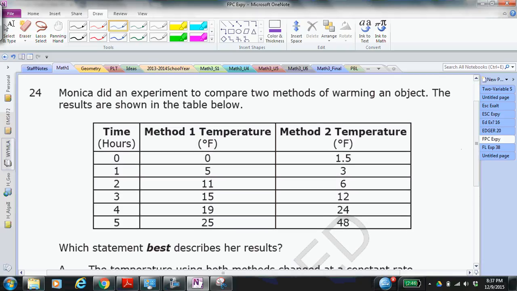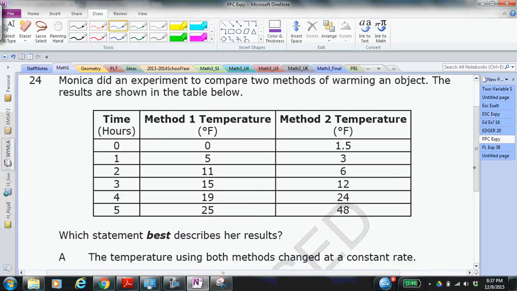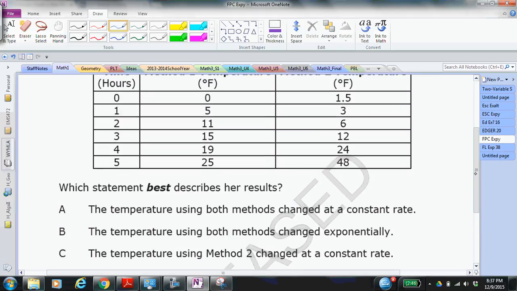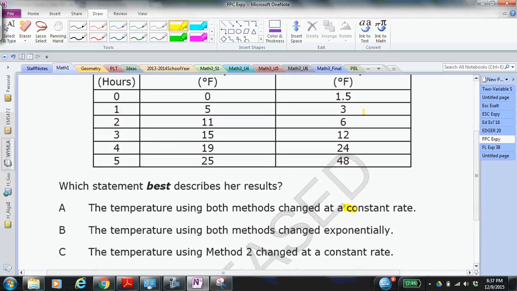Monica did an experiment to compare two methods of warming an object. The results are shown in the table below. Which statement best describes her results? Let's read through these answer choices first. The temperature using both methods changed at a constant rate. The temperature using both methods changed exponentially. Method 2 changed at a constant rate, or method 2 changed exponentially. So we need to understand what is a constant rate, or a linear function, and what is changing exponentially. Changing exponentially means it's always multiplying by some number.